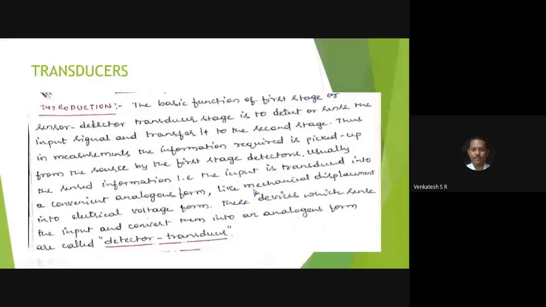Last class we discussed the transducers. A transducer is the instrument or the system which receives the signal from the primary stage and transduces it. Remember the word transducer. Transducer means it transduces the signal received from the input. Then it is converted, filtered, amplified, and fed to the next stage.